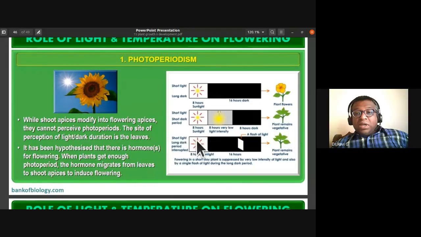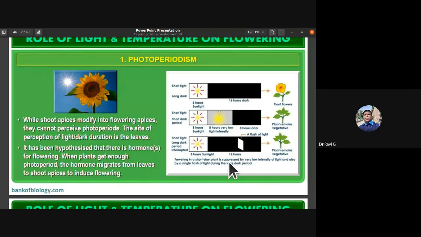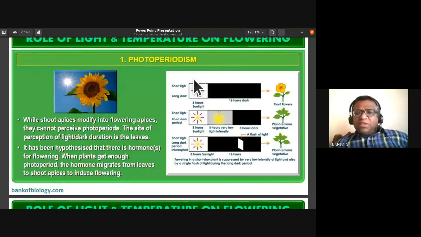In the next case, short light is there, that is 8 hours of sunlight. A long dark period is there, which is 16 hours, and this long dark period is interrupted with a flash of light. So flowering in a short day plant is suppressed by very low intensity of light and also by a single flash of light during the long dark period. The short day plants require a short duration of light, like 8 hours of sunlight and 16 hours of darkness. Even if there is a flash of light in the 16 hours of darkness, the plants do not flower and remain vegetative.